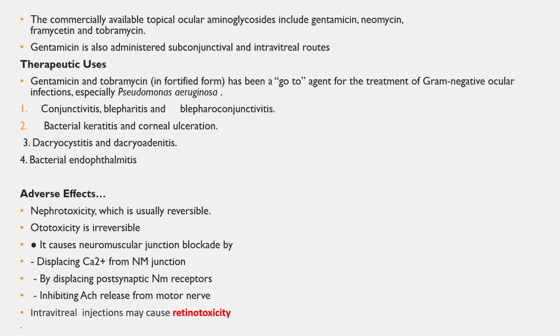Gentamicin and tobramycin have been go-to agents for the treatment of gram-negative ocular infection, especially Pseudomonas, and in conditions like conjunctivitis, blepharitis, blepharoconjunctivitis, bacterial keratitis, dacryocystitis, dacryoadenitis, and bacterial endophthalmitis. Nephrotoxicity is reversible and ototoxicity is irreversible. It causes neuromuscular junction blockade by displacing calcium from the neuromuscular junction, affecting postsynaptic neuromuscular receptors and inhibiting acetylcholine release from motor nerve. Intravitreal injection may cause retinotoxicity.